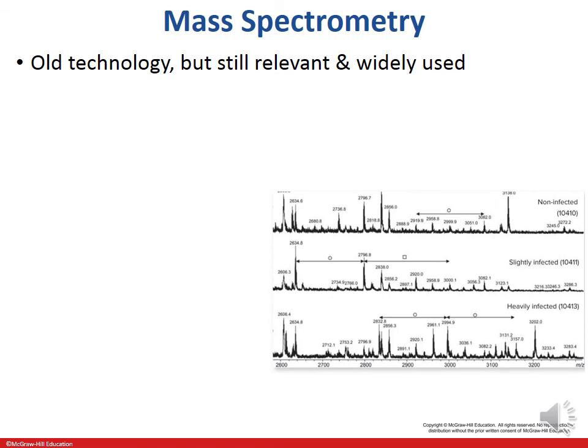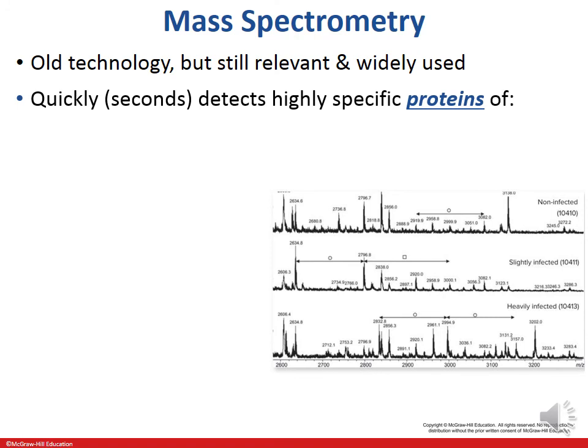So one of the oldest technologies we've used in science is mass spectrometry, which basically detects the mass to charge ratio of proteins. And so this is one of the quickest types of diagnostic tests we have. Within seconds, you have an indication of whether that antigen or the protein on that particular pathogen is present or not. So it's really important in pathogens that we cannot culture.